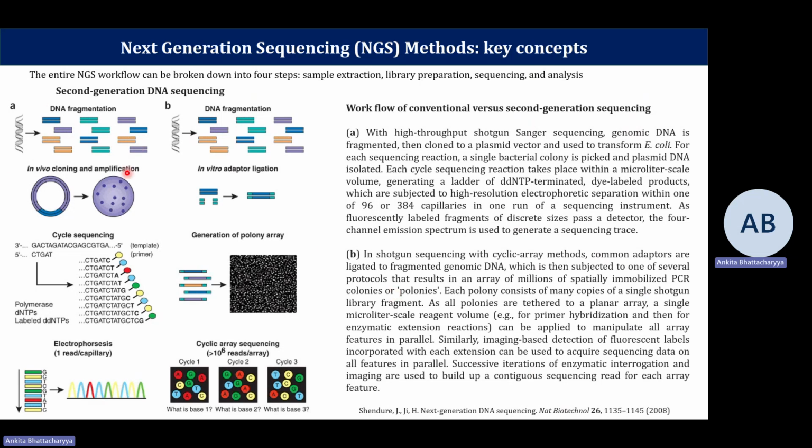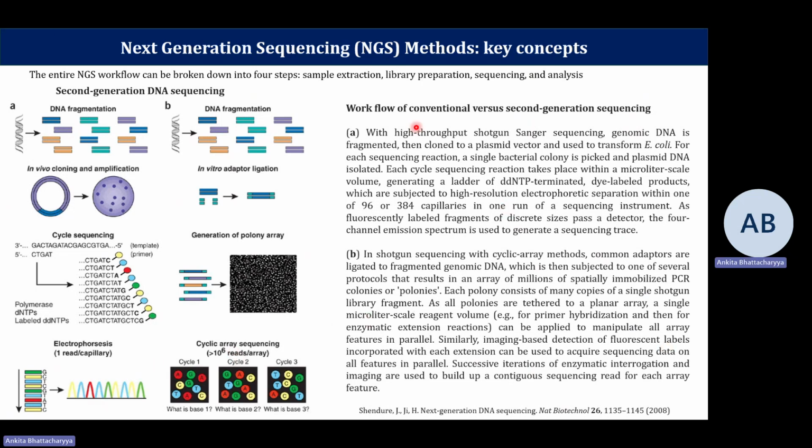So, second generation sequencing, like we have already previously studied, involves some key steps. First is DNA fragmentation, then there is preparation of a library. In that case, either there can be cloning of a library using bacterial systems so that there is more amplification, or you can perform adapter ligation as well. Then there can be cyclic sequencing, which is then read using electrophoresis. Or there is generation of a polony array, which are PCR colonies. Then cyclic array sequencing is carried out, which allows you to get high throughput results of approximately 10 to the power 6 reads per array.